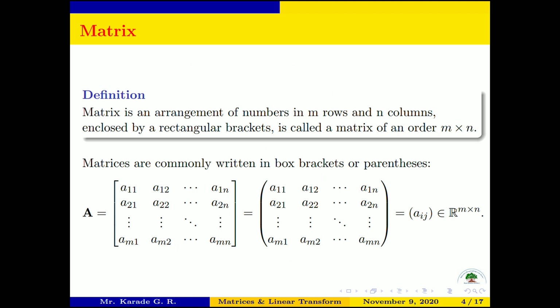So same matrix we can write in parentheses. So in general, in short, this matrix is denoted by A is equal to aij, and this aij belongs to R m cross n.